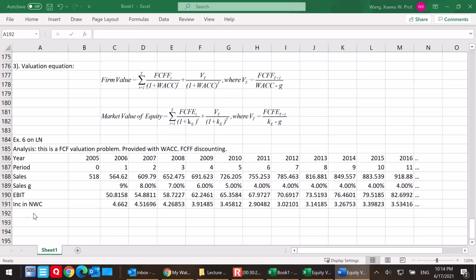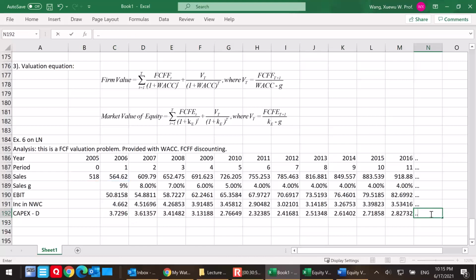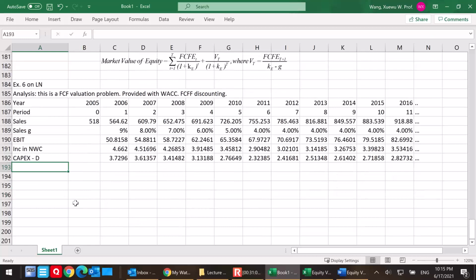Net investment is defined as CapEx, capital expenditure, minus depreciation. That's 8% of any increase in sales. So again, that's going to be the sales increase: 2006 sales minus 2005 sales multiplied by 8%. We're making all these simplifying assumptions because we're trying to focus on the methodology. So that is the CapEx minus depreciation. We also have other information, and I'll refer to it in a second.